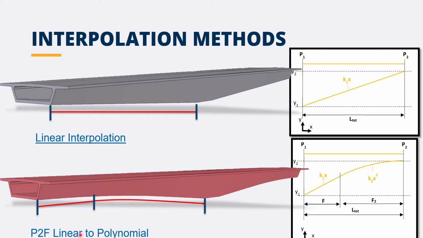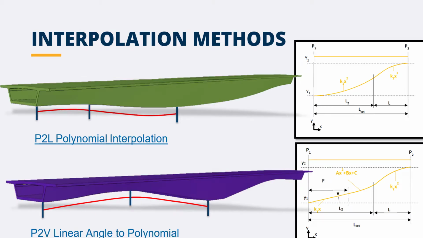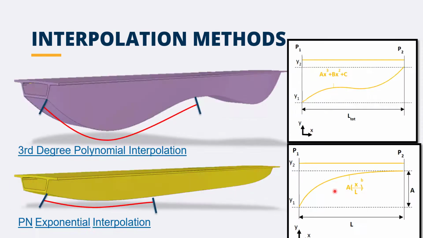The first one is linear to polynomial, where we have first a linear variation followed by a polynomial curve, and the input for the user will be f and f2. Then there is polynomial interpolation, where we have 2 different curves, and the user input here is L2 and L1. And this one, linear angle to polynomial, the first interpolation is based on a linear angle followed by a polynomial curve. We even have one method where we can perform third degree polynomial functions.